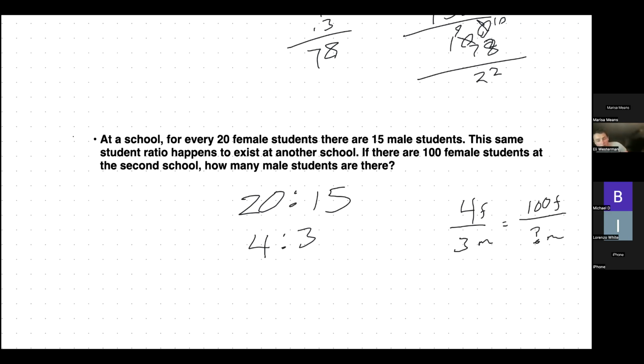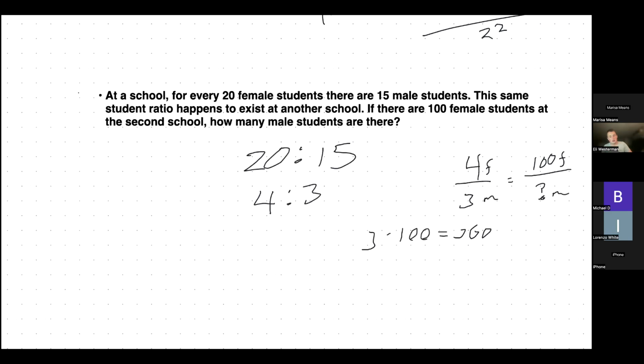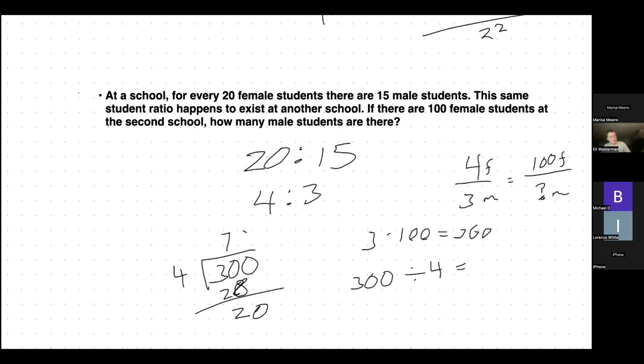So now we do a proportion. 3 times 100 is 300. 300 divided by 4. Let's figure that out. 4 goes into 30, 7 times, 28. Subtract, 2, 0. 4 goes into 20 5 times. So 75 is the answer there. There'd be 75 male students.